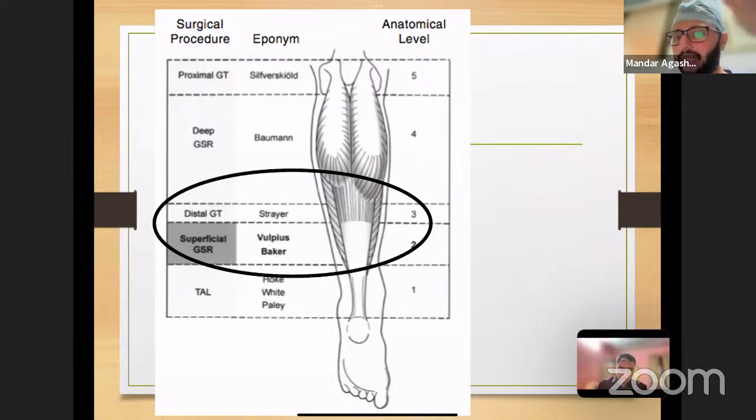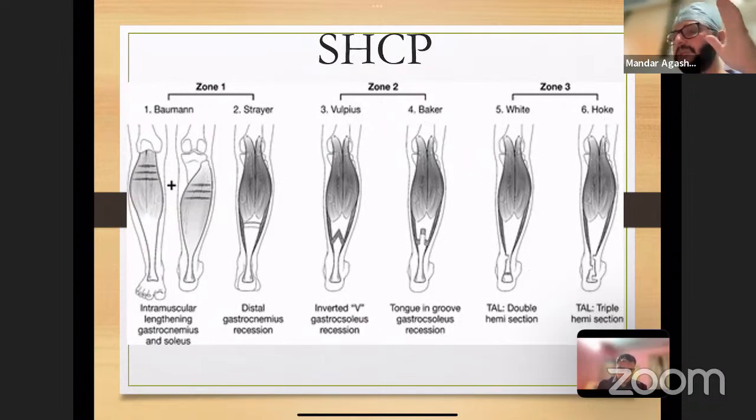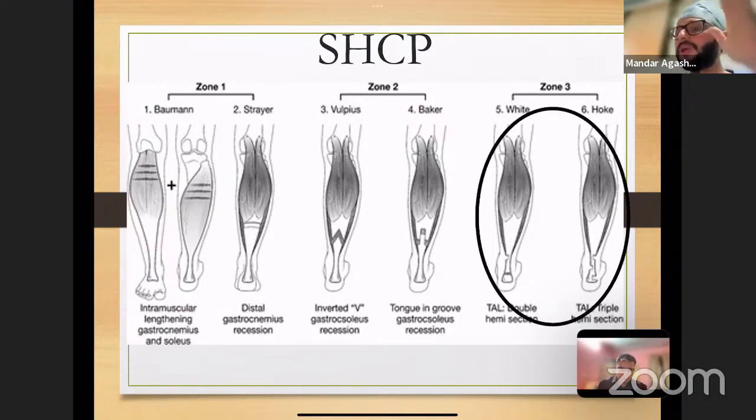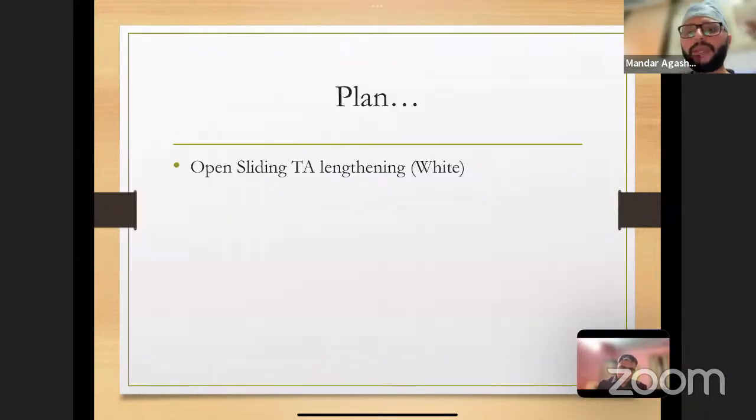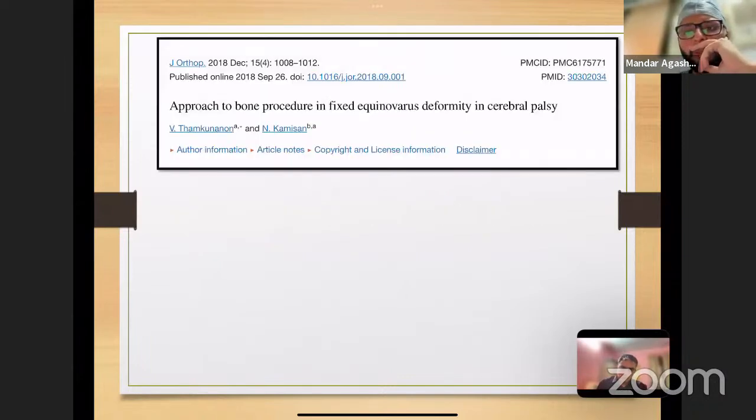you usually do a zone 2 lengthening, which is the Vulpius, Baumann or Strayer, whatever is your preference. And you should never do a zone 3 lengthening. However, in a hemiplegic CP, there is an indication for doing a zone 3 lengthening, by whichever means you like. What I do is an open sliding tendo Achilles lengthening, which is a White's procedure, and typically a plaster is given. How do you approach?